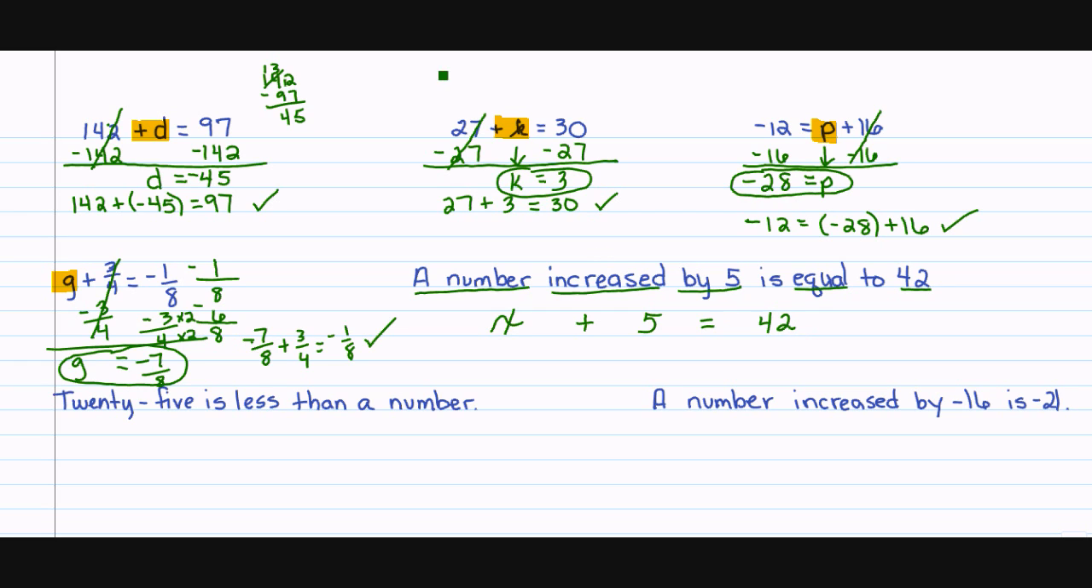Now I need to solve. I have my variable here. I need my variable all by itself. So that means I need to move the positive 5 over to the other side. The opposite of positive 5 is a negative 5.